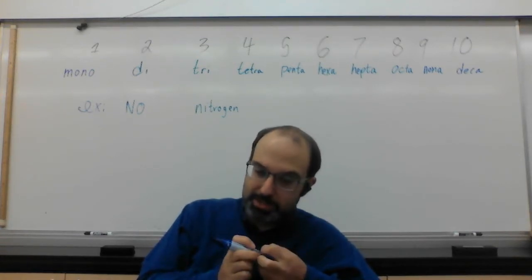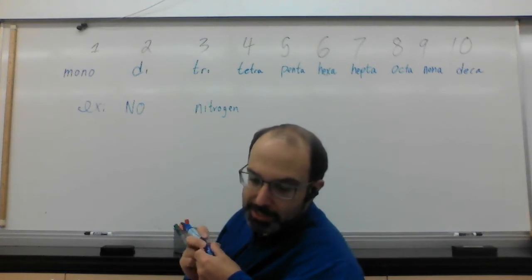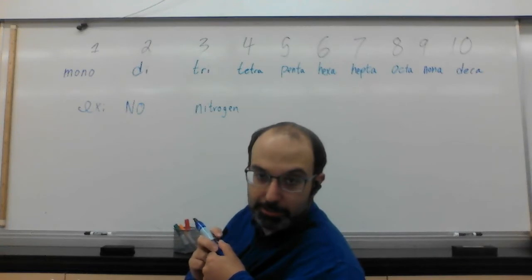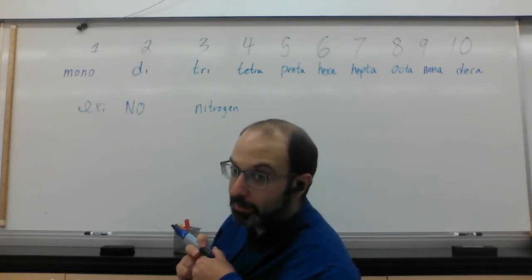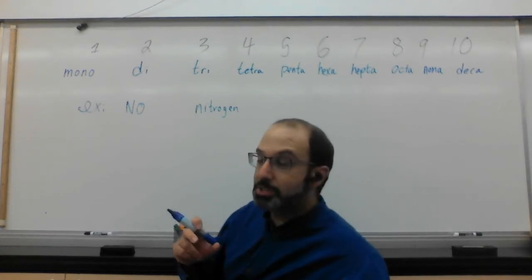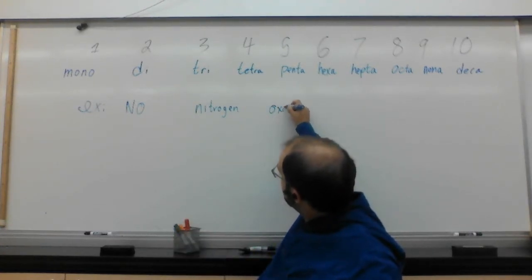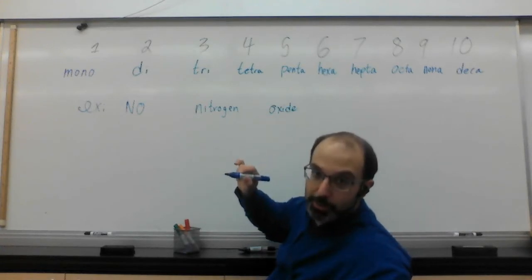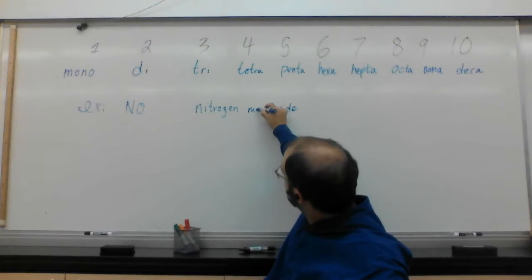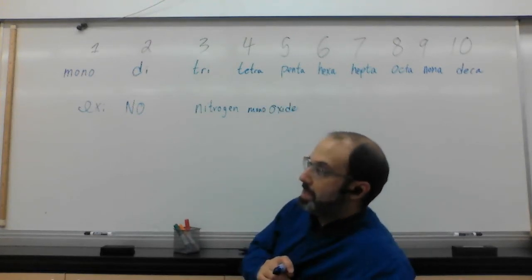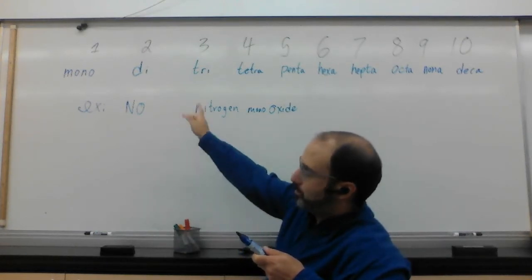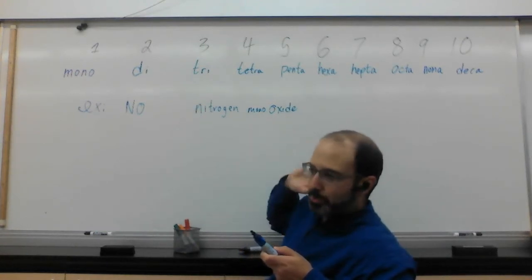Now, the next rule says, name the second element and end it in IDE. Use prefixes to indicate the number of that element, including mono. So the second element here is oxygen, and so we go with oxide, just like before. But now we put mono in front. Now, the question usually arises, whoa, you just told us we're not doing it because chemists are lazy, and yet here we're doing it. What gives?